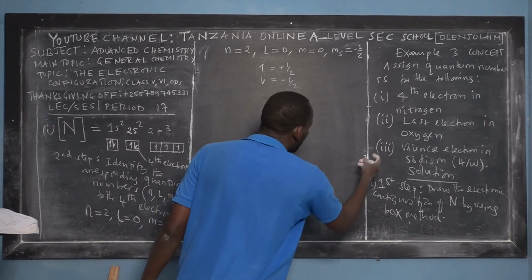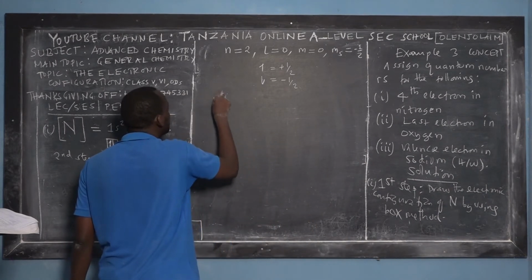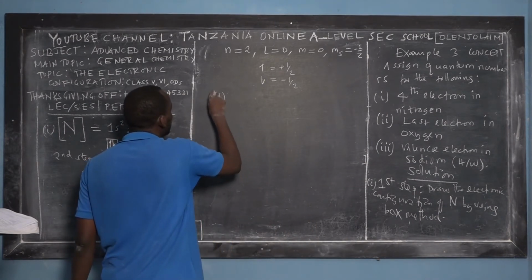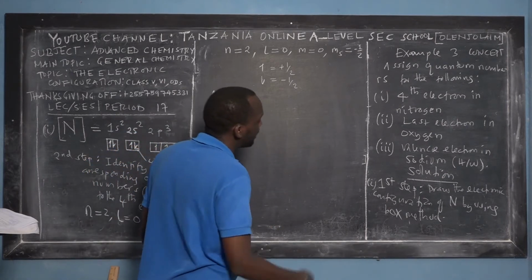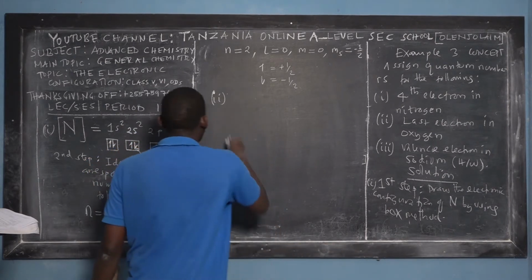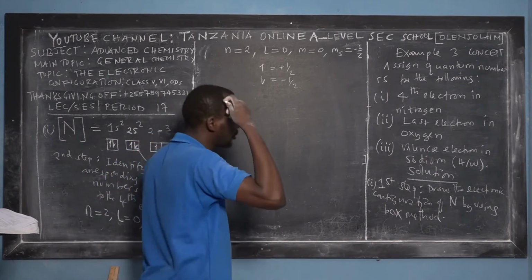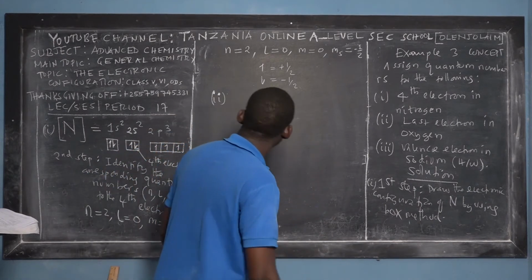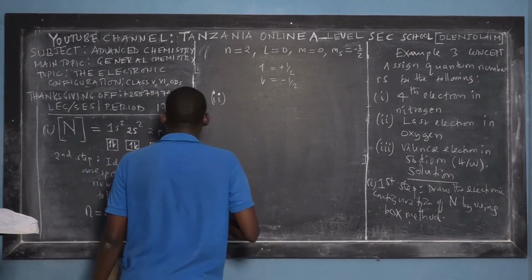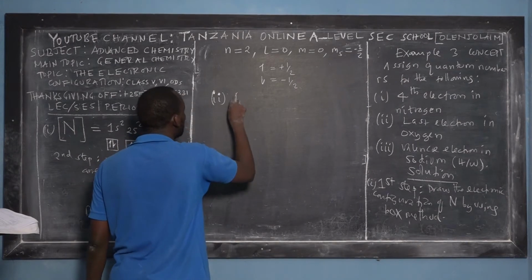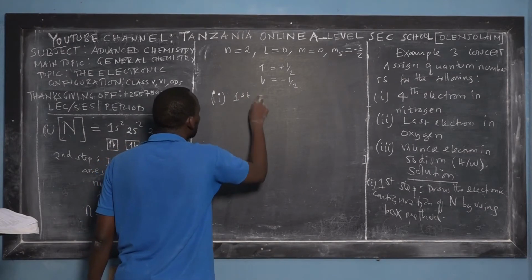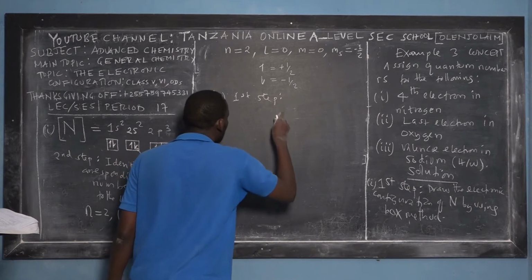Good. So we go for Roman 2. Roman 2 will be given the name of an atom, which is oxygen. The total number of electrons of oxygen is already, in our mind, 8 electrons. So we go straight for the first step.